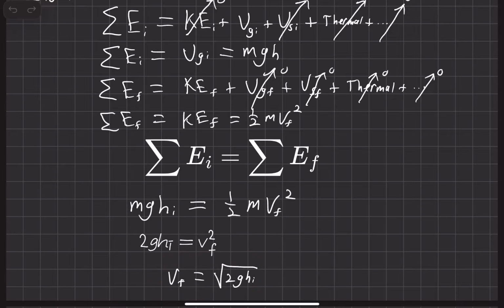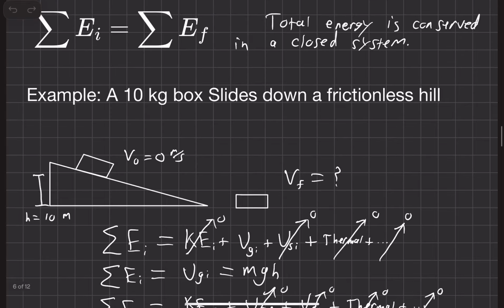Mass. Mass is not in this expression, which would mean that no matter what the mass of an object sliding down a hill is, it's going to reach the same speed after falling the same distance. And this is essentially what Galileo was talking about when he said that if you dropped a feather and a brick, they would fall at the same rate. They would reach the same speed after the same distance.